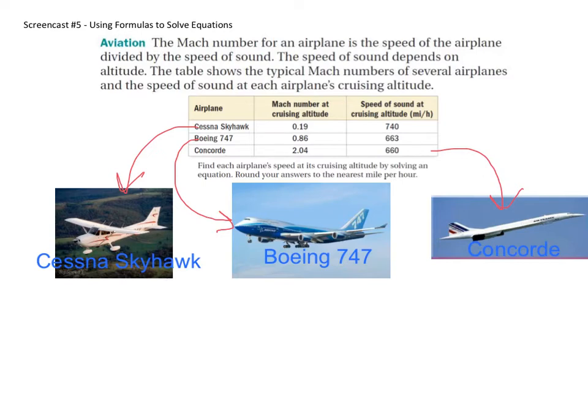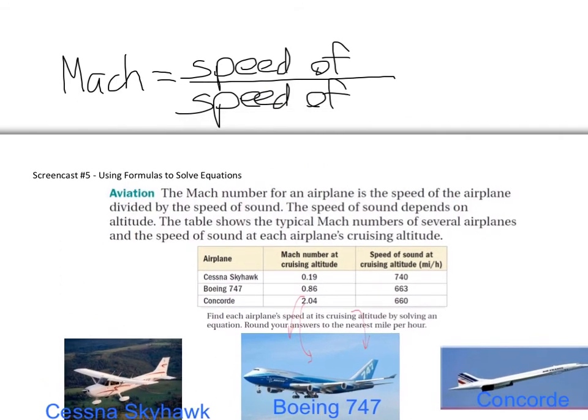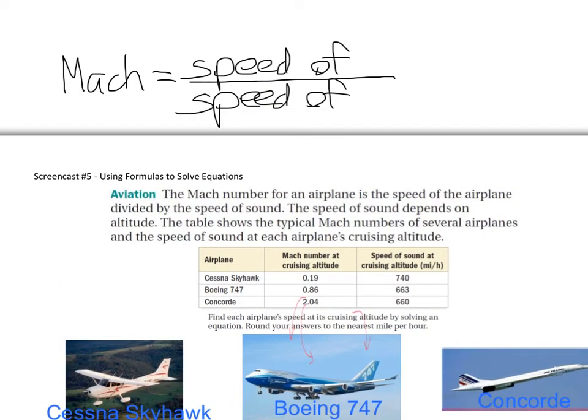Anyways, we're talking about the Mach number. The Mach number, again, for an airplane, is the speed of the airplane divided by the speed of sound. That is really interesting information to know. We're going to definitely need that to create, let's say, sort of our general formula that we're going to need for all 3 of these airplanes.